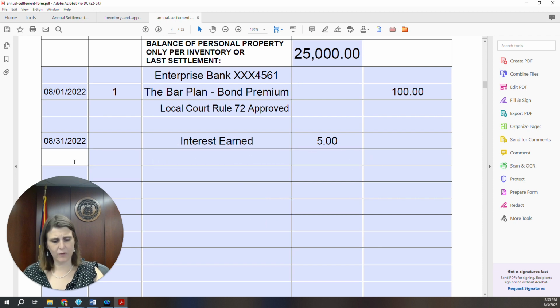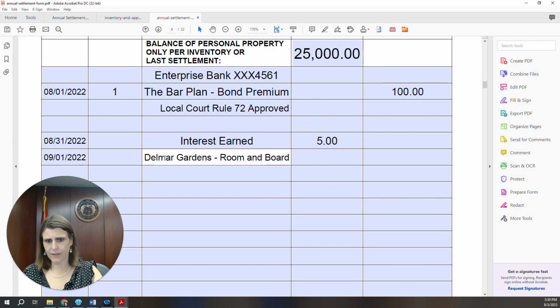Then I'm going to move over here to September. And let's say that my ward is over here at Del Mar Gardens. So I'm going to pay their room and board, okay? And I'm going to pay $5,000 for that. And then I'm going to tell them under what authority. Court order dated August 15, 2022, okay? Because you want to have a court order before you make a payment.